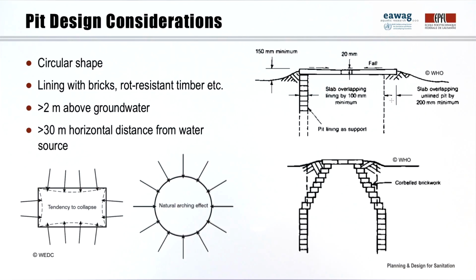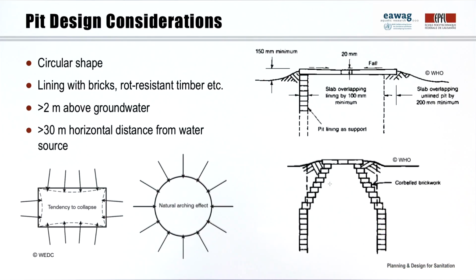Especially if the pit is to be reused, its walls should be lined. This prevents the pit from collapsing during emptying. Pit lining materials can include brick, rot-resistant timber, concrete or stones. The lining of the upper edge of the pit can be built in the so-called corbelled brickwork technique, as shown here. This design allows the use of a smaller diameter slab and can save some costs.